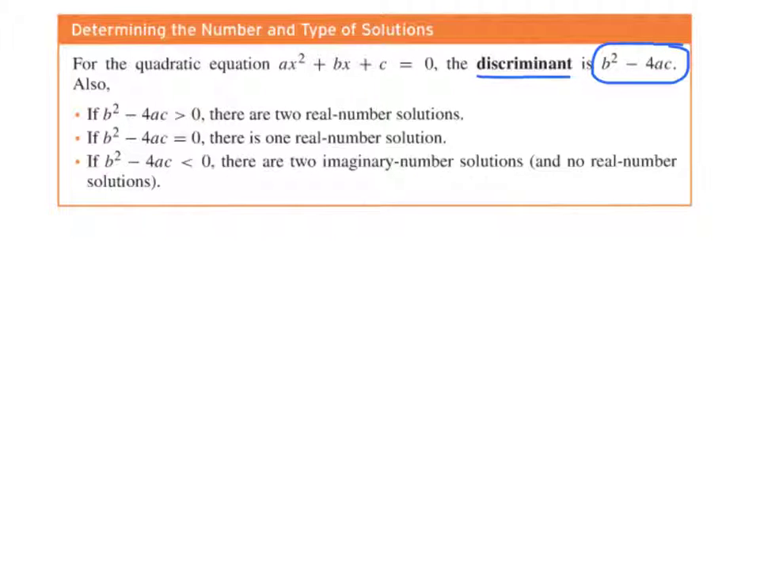And then if b squared minus 4ac is negative, meaning less than 0, then there's going to be two imaginary solutions. And that's what happened in our last example, where we had a square root of a negative number. So depending on what that expression is, b squared minus 4ac under the square root, it's going to determine the number and the type of solutions you end up with.